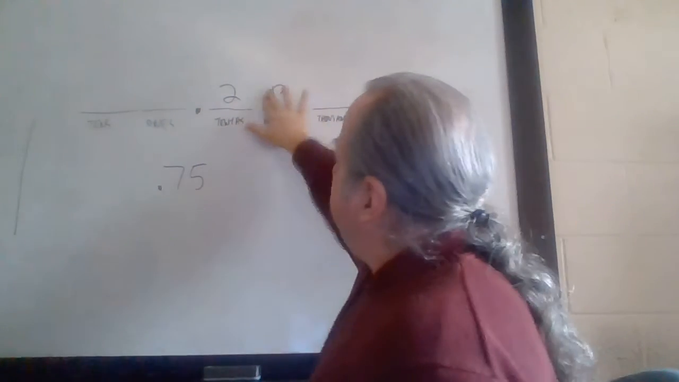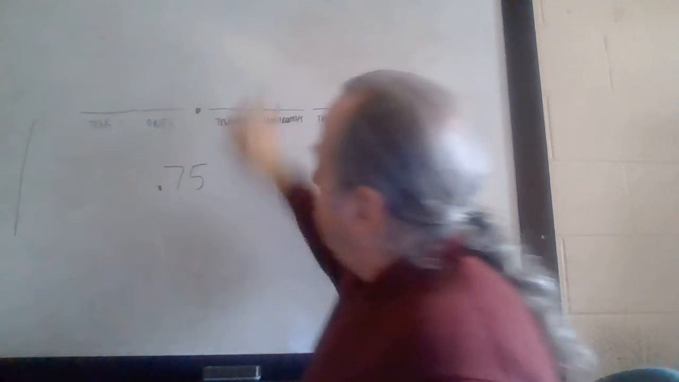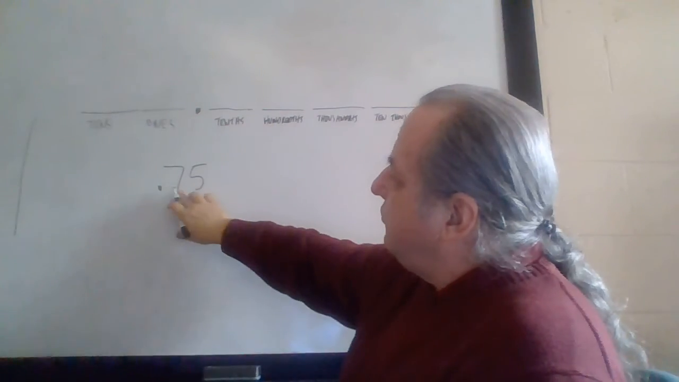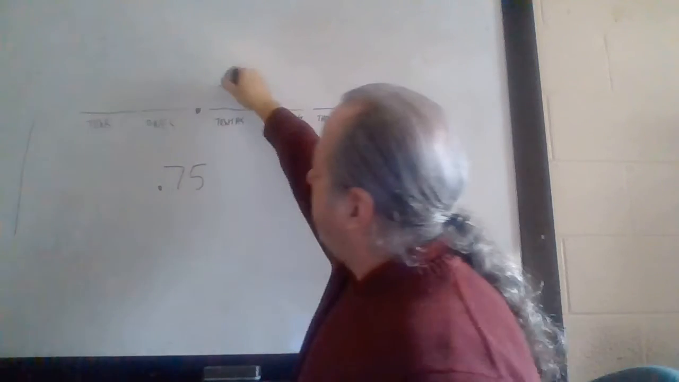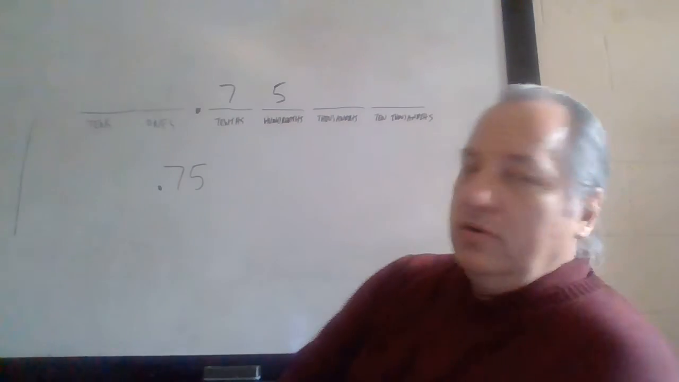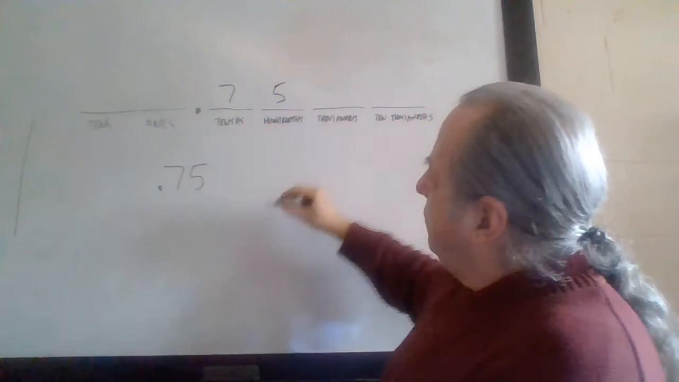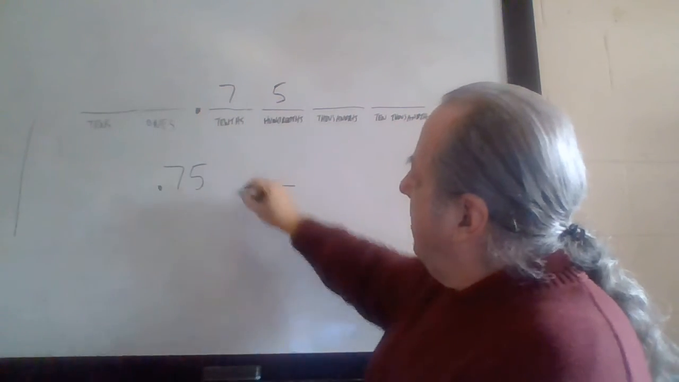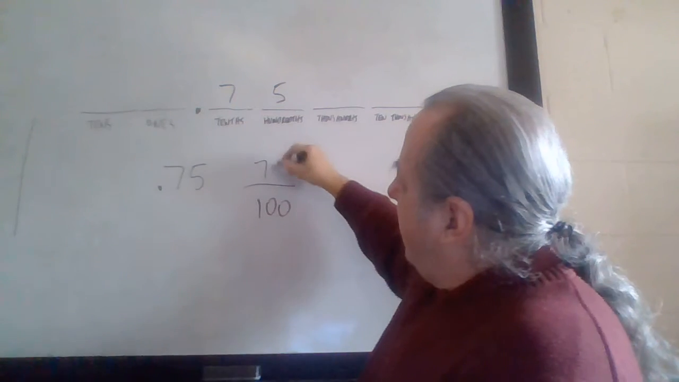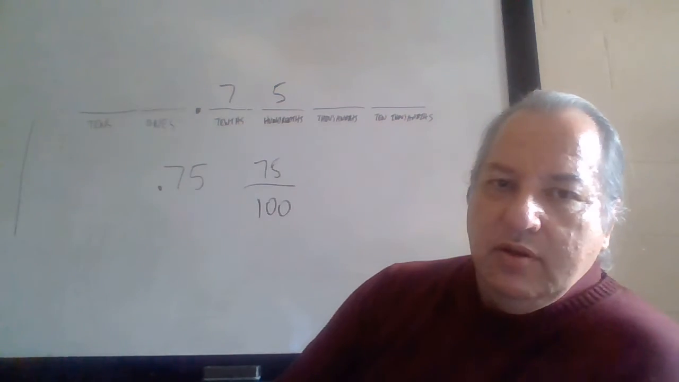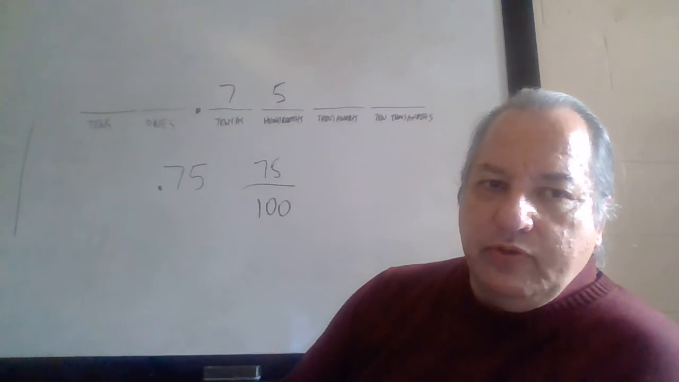All right, welcome back. As you can see, 0.75 has two numbers to the right of the decimal, so I'm writing my two numbers to the right of the decimal. The farthest it goes to the right is the hundredths place, so that's my denominator. And I've got 75 to go in the numerator. Again, ask the question, is that in simplest form?